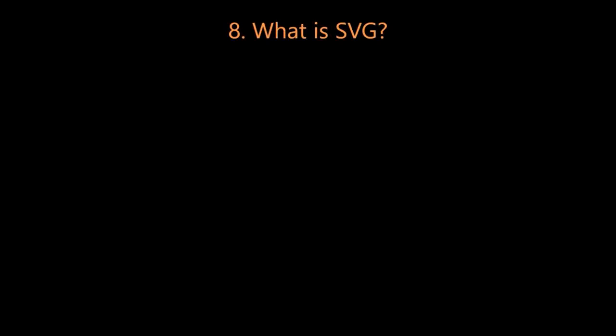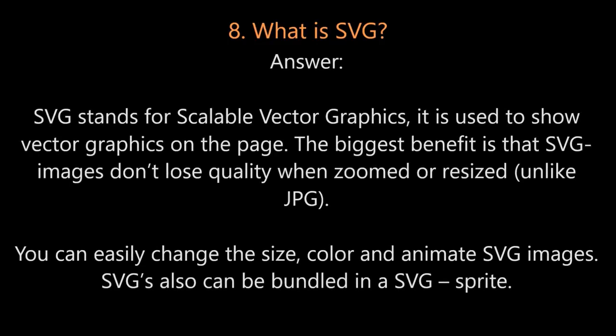Question number 8. What is SVG? SVG stands for Scalable Vector Graphics. It is used to show vector graphics on the page. The biggest benefit is that SVG images don't lose quality when zoomed or resized, unlike JPEGs. You can easily change the size, color, and animate SVG images. SVGs also can be bundled in an SVG sprite.